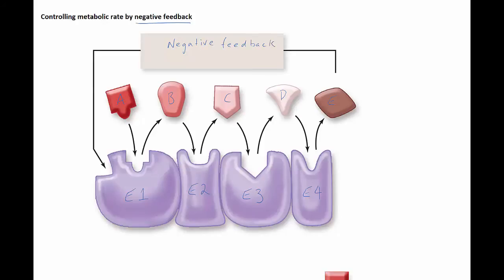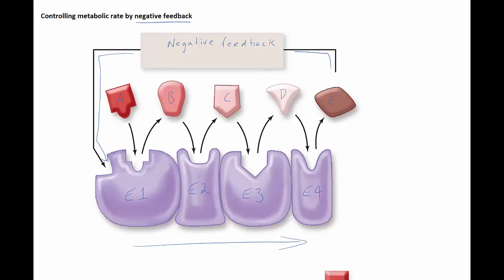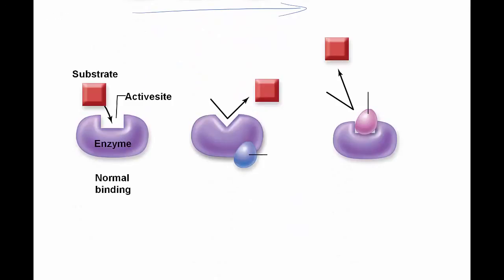And what actually happens there is that product E prevents the whole metabolic pathway from occurring by actively connecting with enzyme E1. And when it does that, it actually changes the shape of the active site and prevents the whole process from occurring. So negative feedback is where the product of a reaction inhibits the enzyme that controls its formation. There's actually two ways in which this negative feedback can occur.